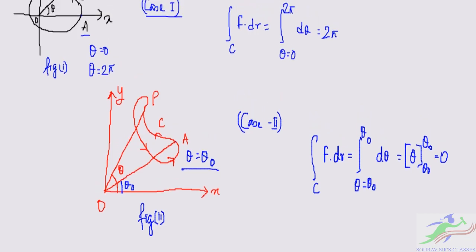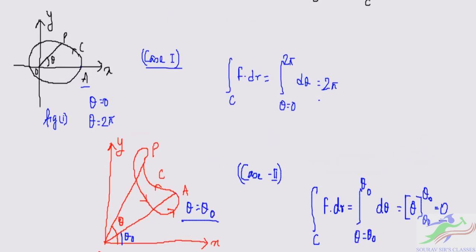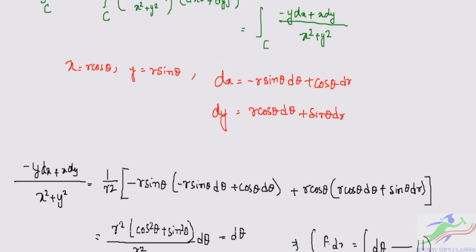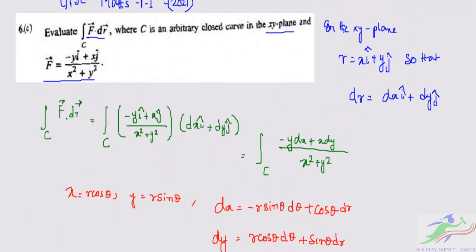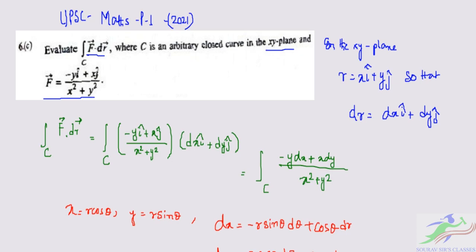So the answer is 0 in one case, and 2 pi in the other. This stands for the question: we had to evaluate this closed integral. So this is the solution for question 6C.